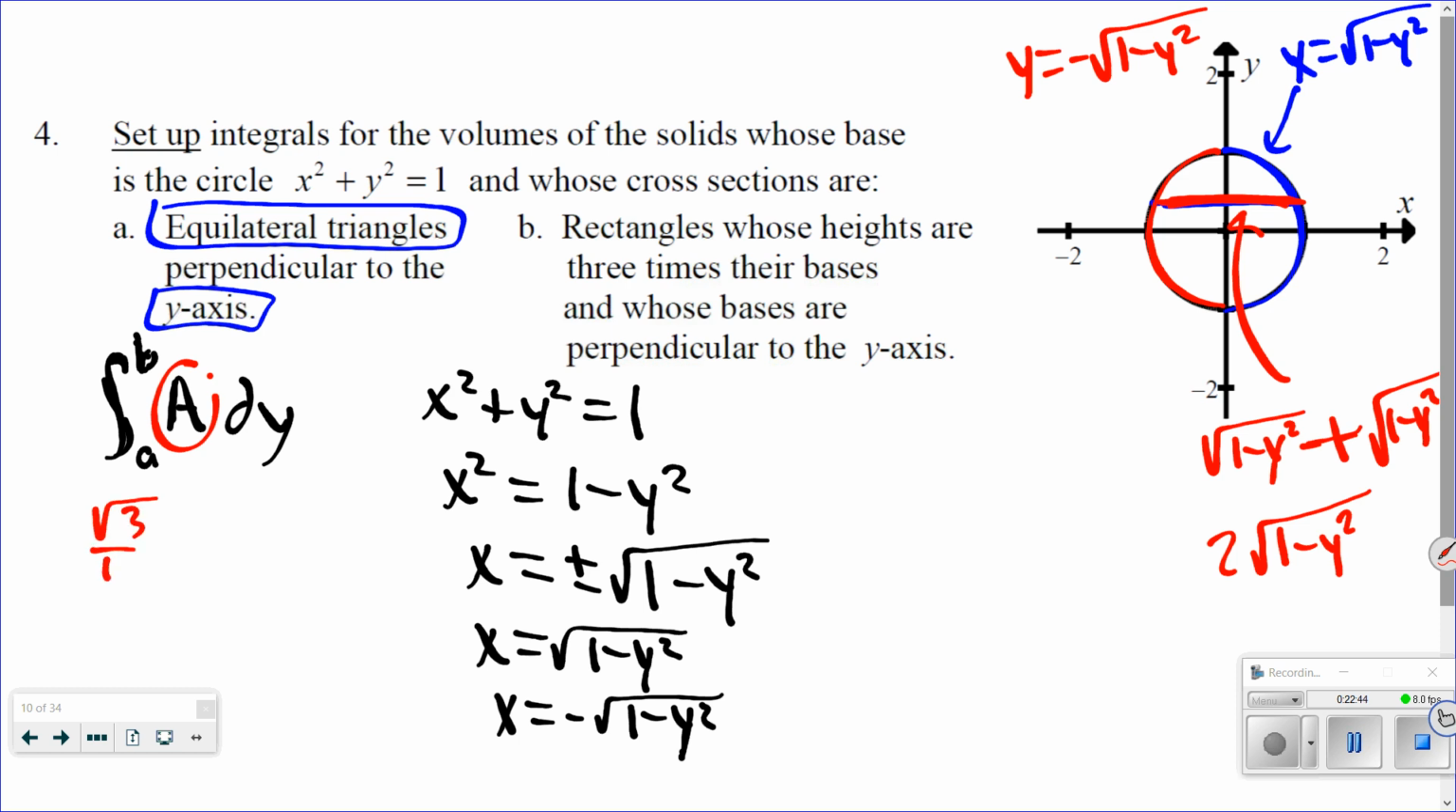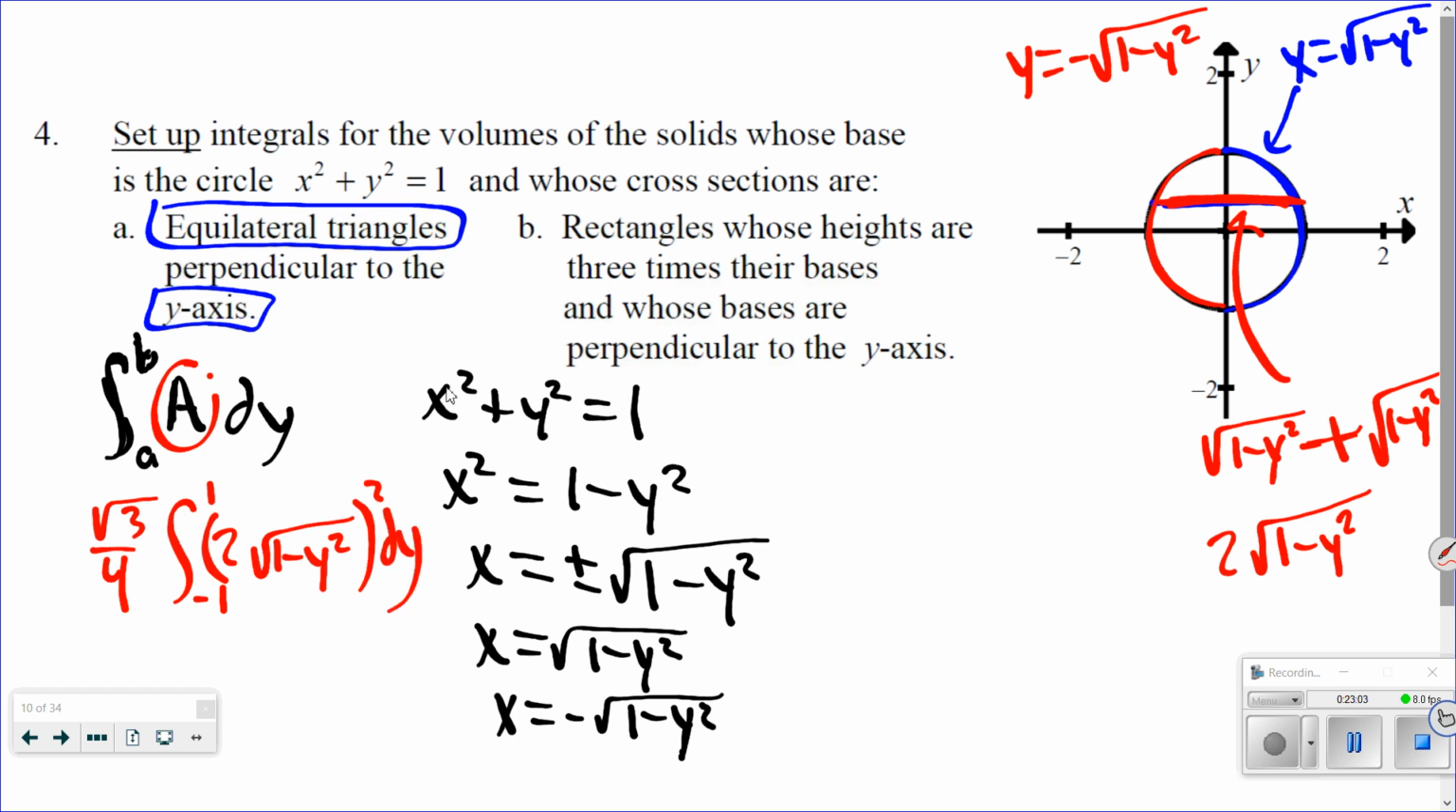I'm going to move it out in front, times the integral of, and by the way, that one's going from negative 1 to 1, of 2 times the square root of 1 minus y squared, squared.